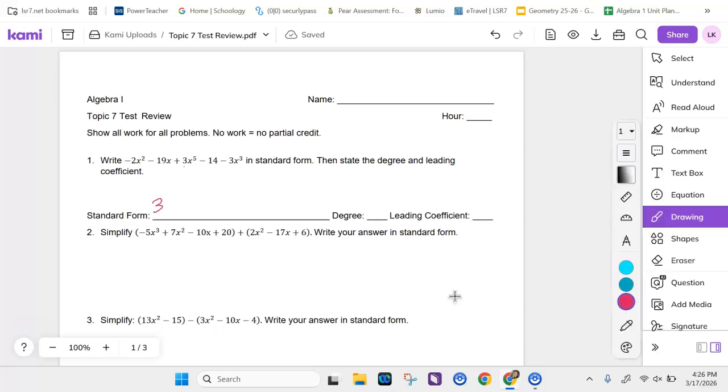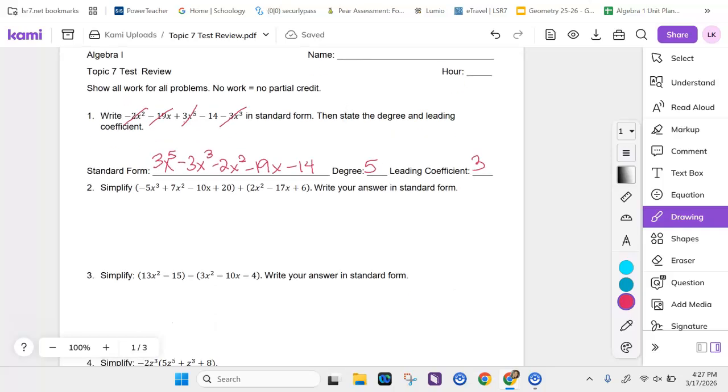So you'd have 3x to the fifth, then I have negative 3x cubed, negative 2x squared, negative 19x minus 14. The degree is the highest exponent, so the degree would be 5, and the leading coefficient is what's directly in front of that first variable, so that'd be 3. You need to make sure you are reading your problems to know exactly what to do.